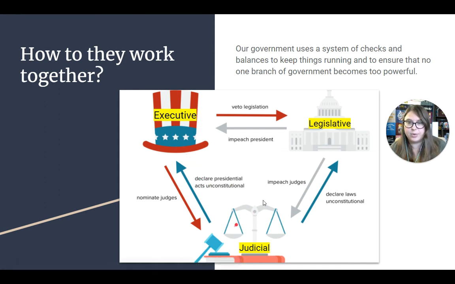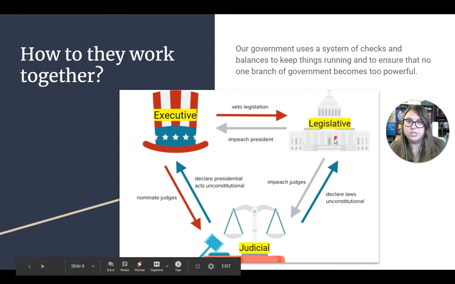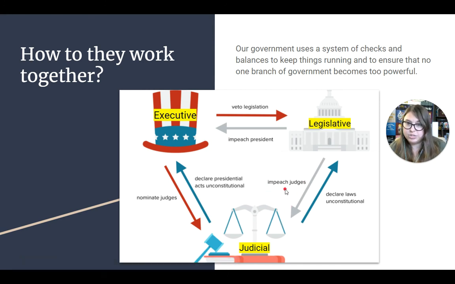But how about the other way? Well, the legislative branch has the ability to impeach a judge. We just talked about what impeach means. It's not something that just happens to the president. Let's say a Supreme Court judge or justice does something that is wrong. The legislative branch also has that ability to impeach the judges, to say that, hey, you've done something wrong. We don't like that.